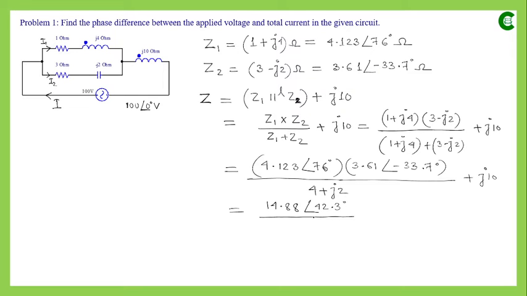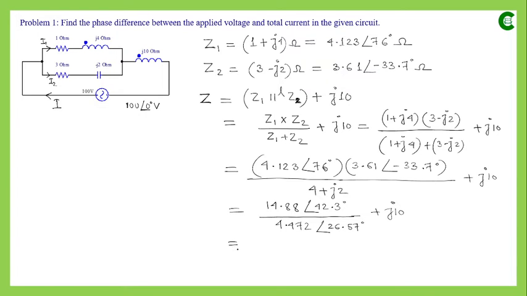So next we will divide these two values, so it will be better for us if we represent this rectangular value in polar form. If we do that, then the value in the denominator will come as 4.472 and the angle will come as 26.57 degree, and with that we have j10 which we will be adding.